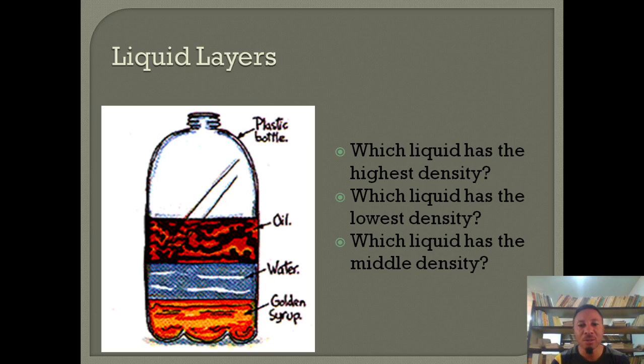Still on liquid layers, which liquid has the highest density from what we have here? We have oil, we have water, we have golden syrup. Which liquid has the lowest density and which liquid has the middle density? Of course, oil here has the lowest density. Golden syrup here is the most dense liquid, and water has the middle density here.